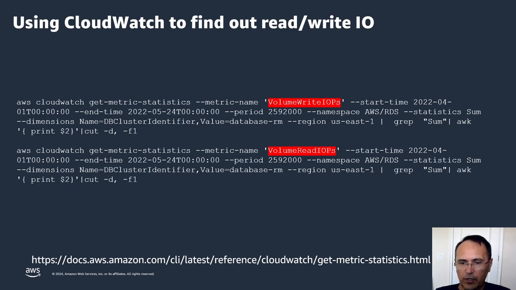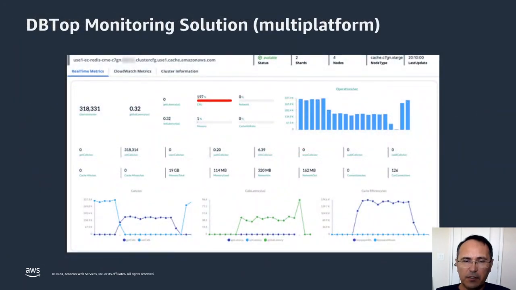CloudWatch metrics, if you're already in AWS Cloud, are available to you, and you can use those metrics to find out what's the read-to-write ratio on your database. Easy way to find out because you can see how much data goes in and out. That may not be sufficient, or may not be something that you like to do with CloudWatch, or you have multiple kinds of databases.